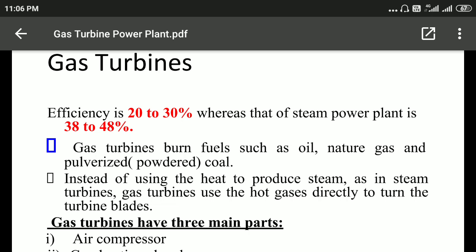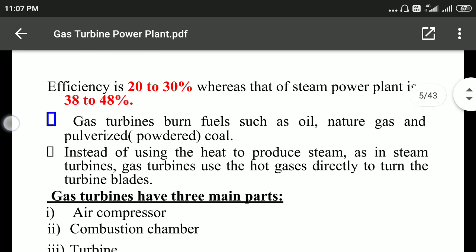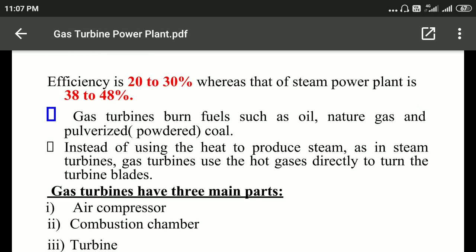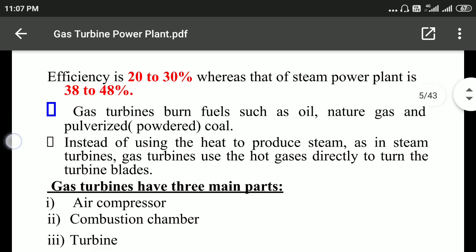If we achieve 35 to 40% efficiency in a thermal power plant, it is a good efficiency. In the same way, in the gas turbine, if we achieve 25 to 30 or 25 to 35%, it is a good efficiency for that gas turbine power plant. The gas turbine burns fuel such as oil, natural gas, and pulverized coal, mixing it with air.